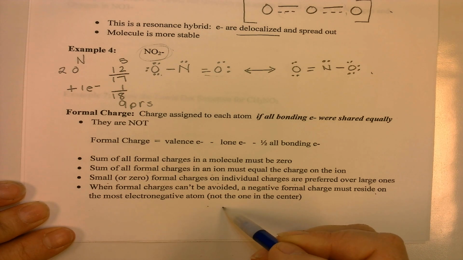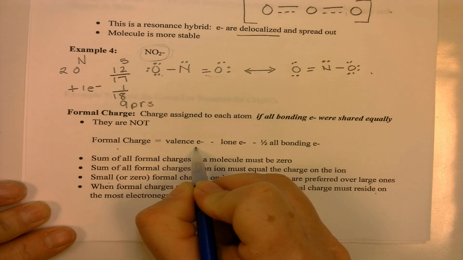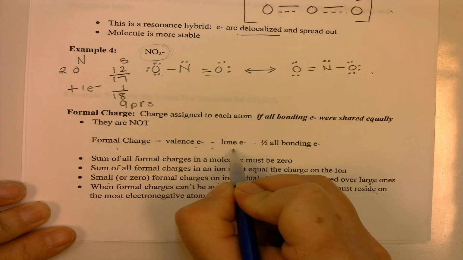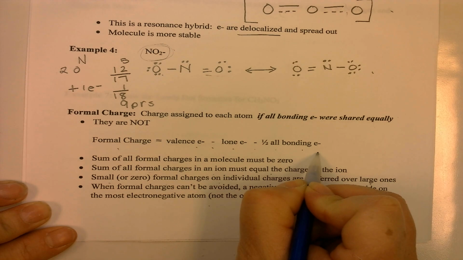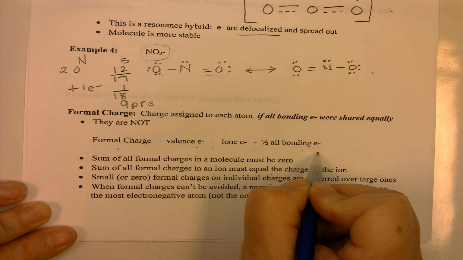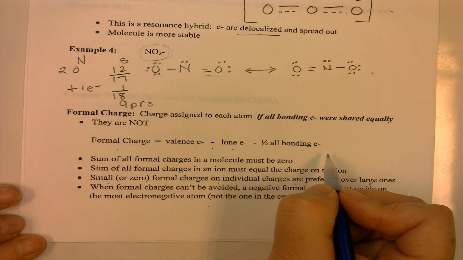So now let's see where they are. The formal charge: you take the valence electrons minus the lone electrons minus half of all the bonding electrons for each atom. All right? So this is very, very complicated.